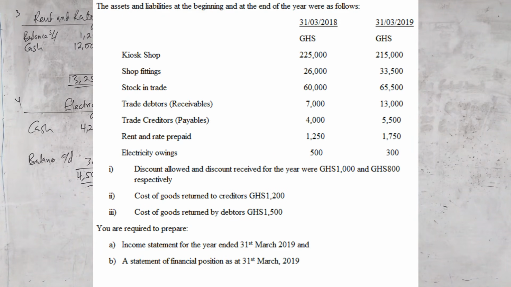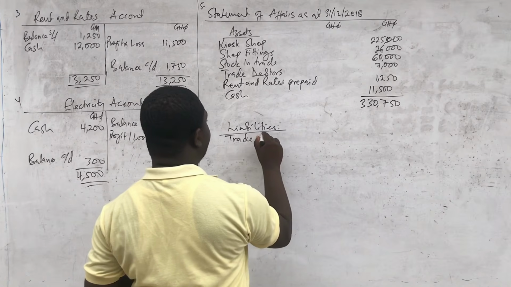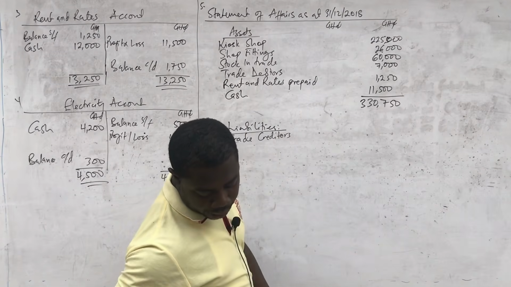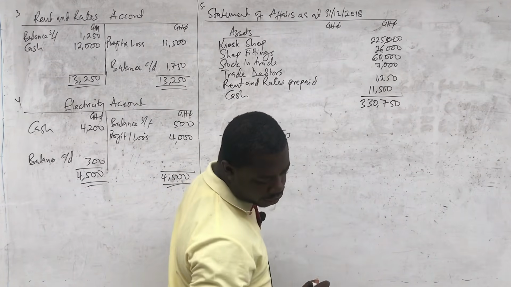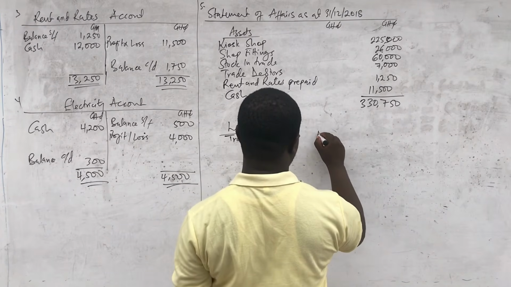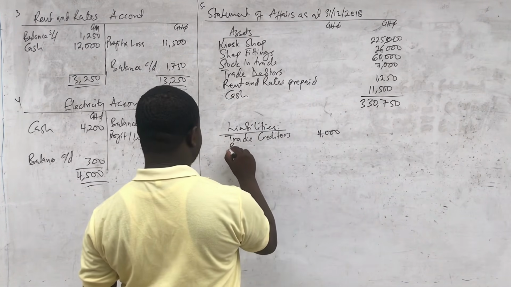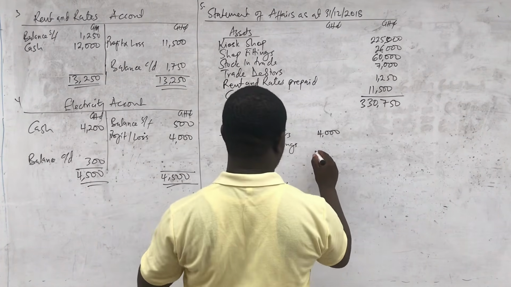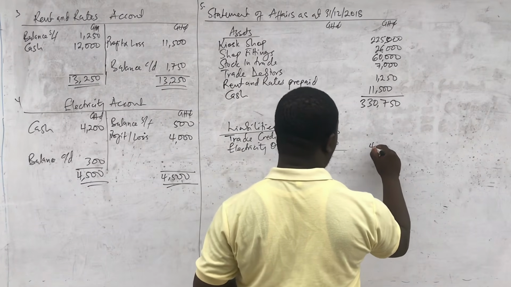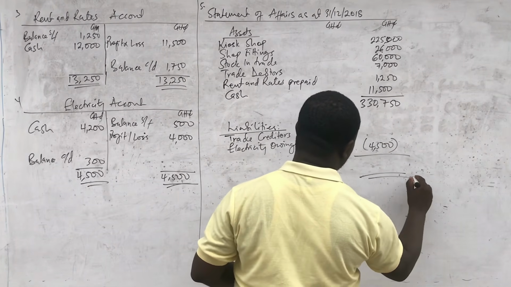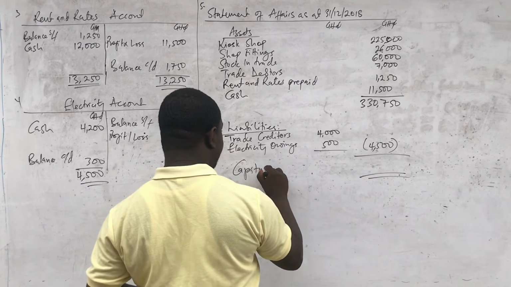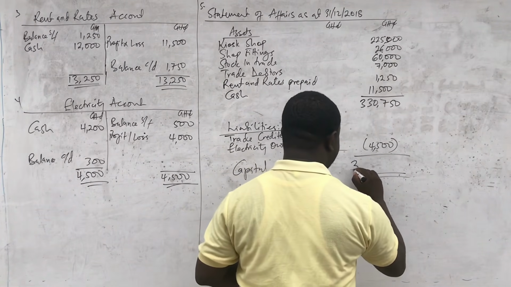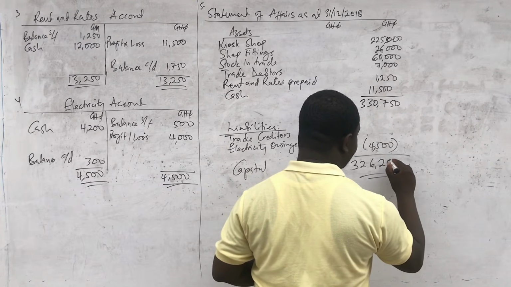and the electricity owings. And so we have trade creditors, which is the trade payables, to be the opening balance was 4,000. Is it 4,000? Yes, 4,000 Ghana cedis. And then we have electricity owings also as a liability, or electricity accrued, which was 500. So when we add that, we have 4,500 as total liabilities. So the difference will go as capital, which we are going to use to prepare the statement of financial position. And our capital in this case is 326,250.